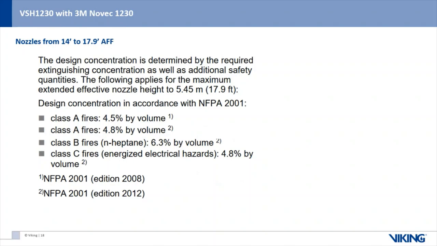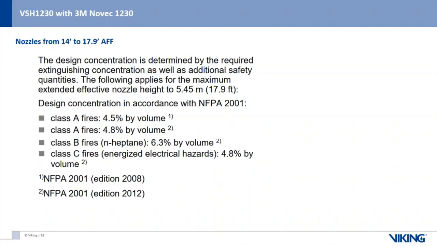And you can also see that the Class B fire design concentration has increased to 6.3. It was 5.9 at 14 feet. At 14 feet and higher extended height, we're looking at 6.3%, or consult your manufacturer for Class B type fuels.